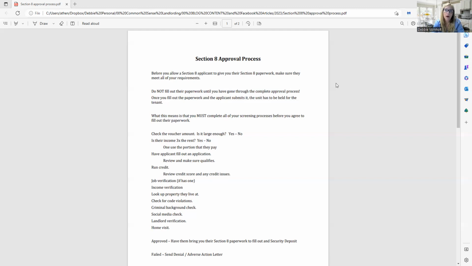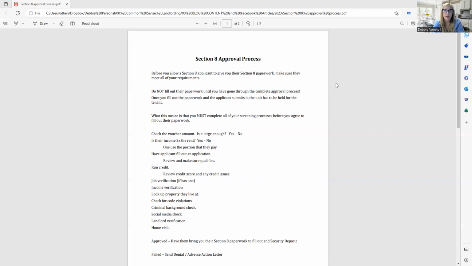Because once you agree to rent to them and fill out their paperwork, you have to hold that property. So you need to be darn sure this person meets your guidelines. So when someone says that they have a voucher, follow the same process, but make sure that they actually have their voucher and their paperwork, and make sure they meet all your requirements. You need to do all the screening. Don't fill out their paperwork before you go through this process, because once you do, they're going to turn in their paperwork, and then you are going to be required to rent to this person as long as everything works out and they agree to pay your rent amount.